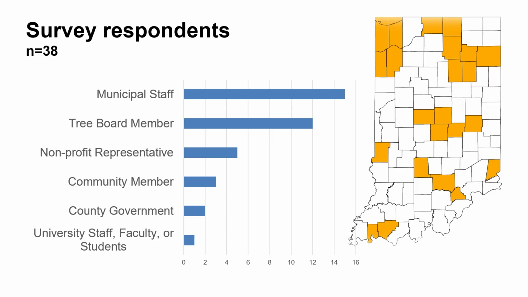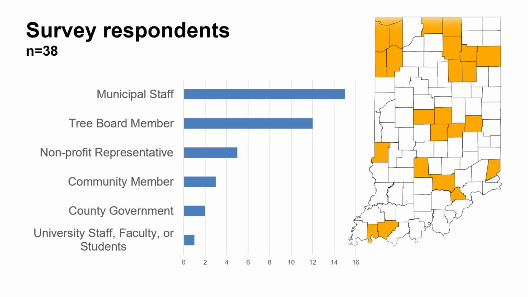So some results. 38 responses. Among those responses, we had folks distributed across the state, as you can see in the map, which was nice to see. The majority of folks who responded were municipal staff, followed by tree board members. Then we've got nonprofit representatives up there, a few community members, county government represented, and then university folks.